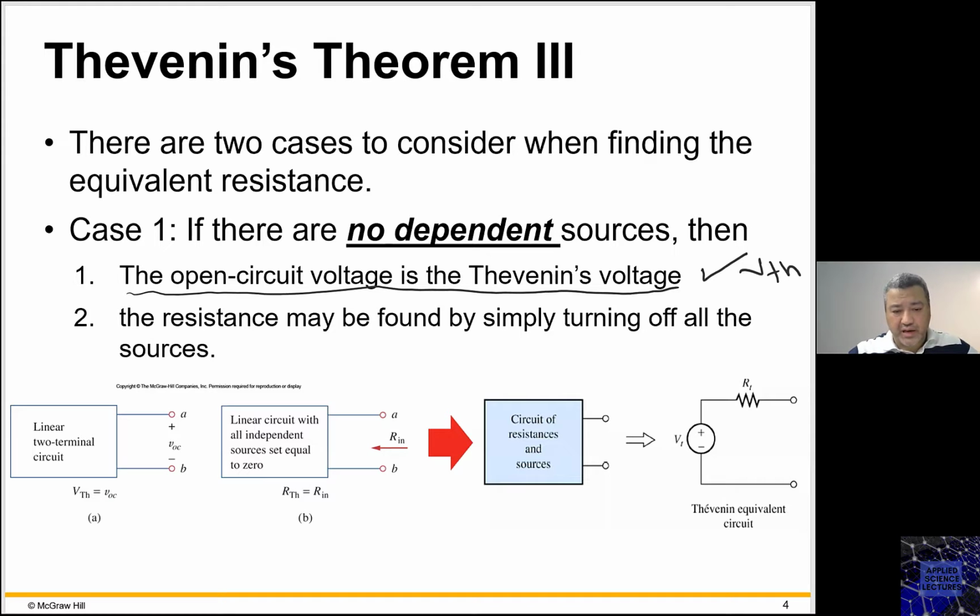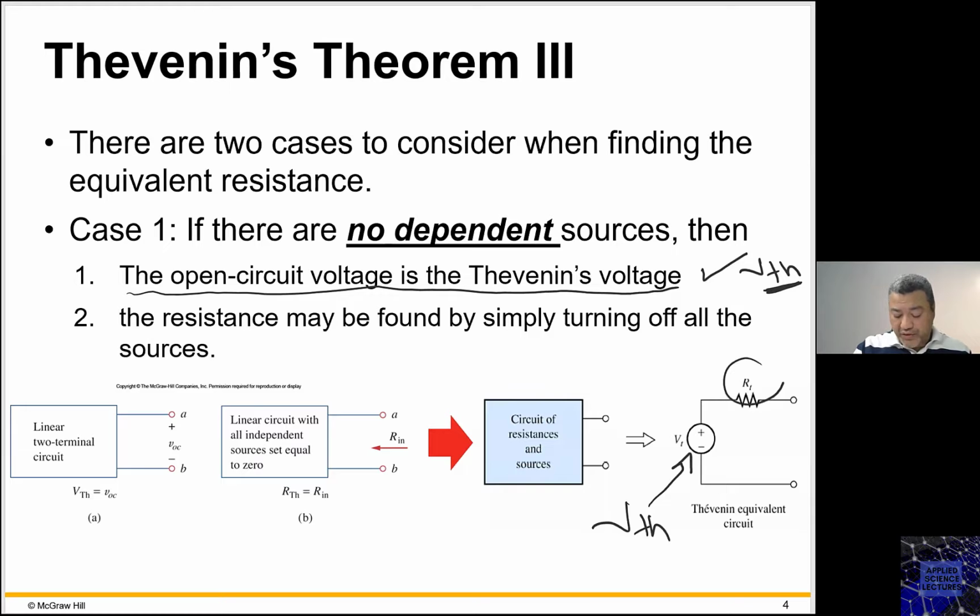Again, the first case, which is considered the simpler case, is when I have no dependent sources. In this case, I will disconnect the load, and the open circuit voltage, we call it open circuit because there was a load and I disconnected the load from the circuit. So my circuit now became an open circuit at the output. At the output, I need to find the voltage, and this voltage is now called the Thevenin voltage.